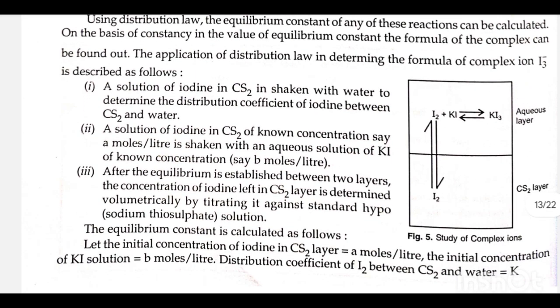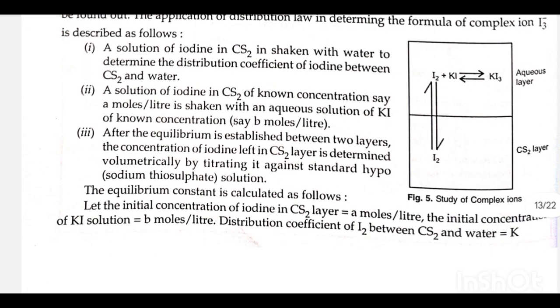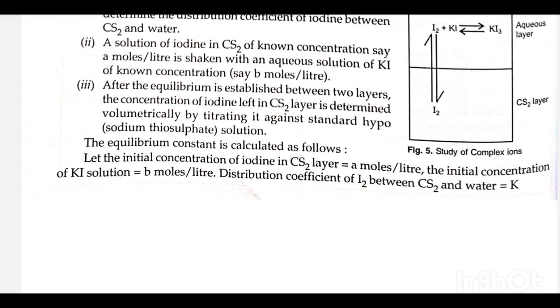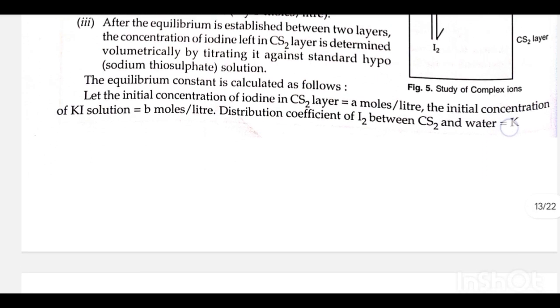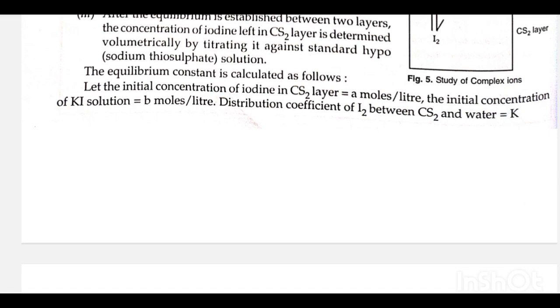Number 1, a solution of iodine in CS2 is shaken with water to determine the distribution coefficient of iodine between CS2 and water. Number 2, a solution of iodine in CS2 of known concentration C moles per liter is shaken with an aqueous solution of KI of known concentration, say B moles per liter. Number 3, after equilibrium is established between the two layers, the concentration of iodine left in the CS2 layer is determined volumetrically by titrating it against standard hypo, sodium thiosulfate solution. The equilibrium constant is calculated as follows.